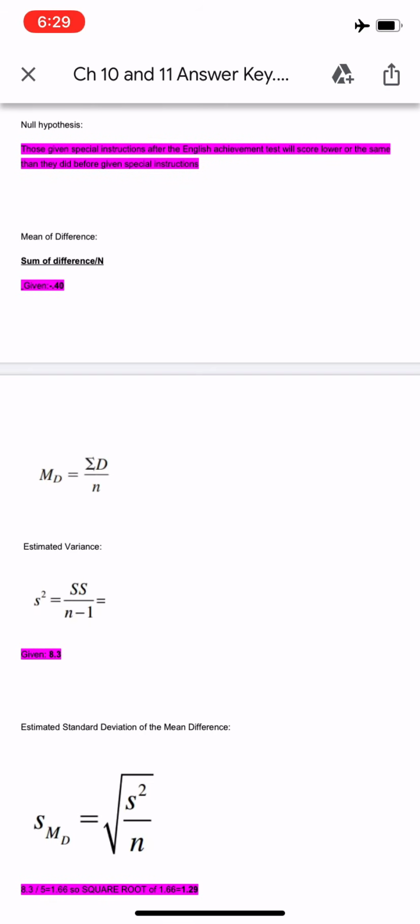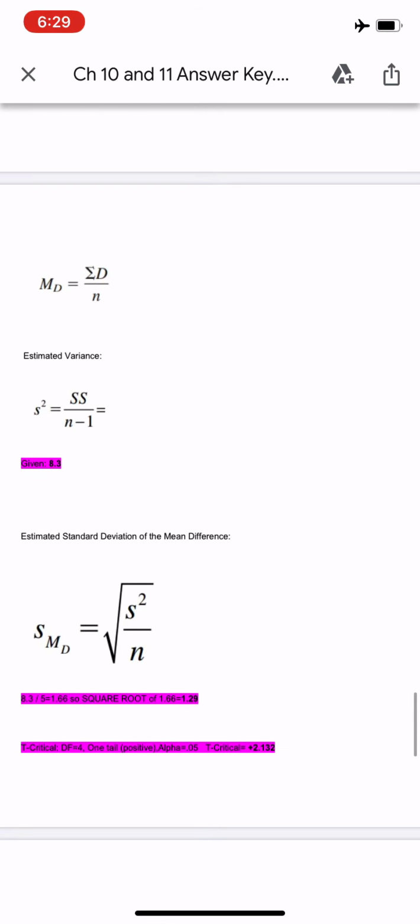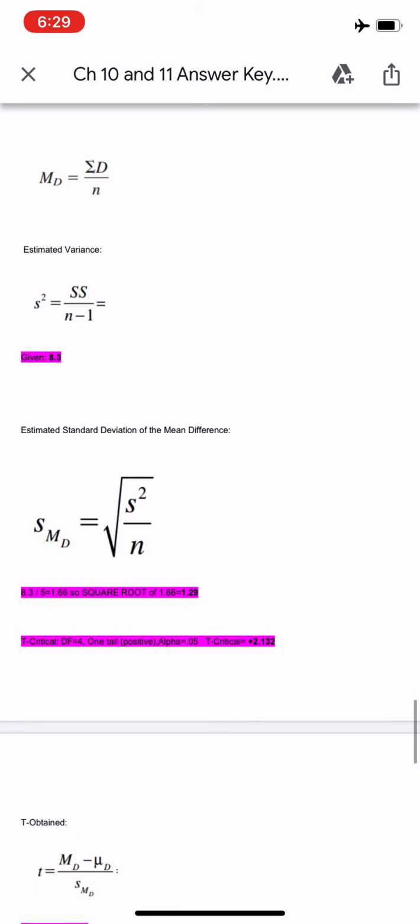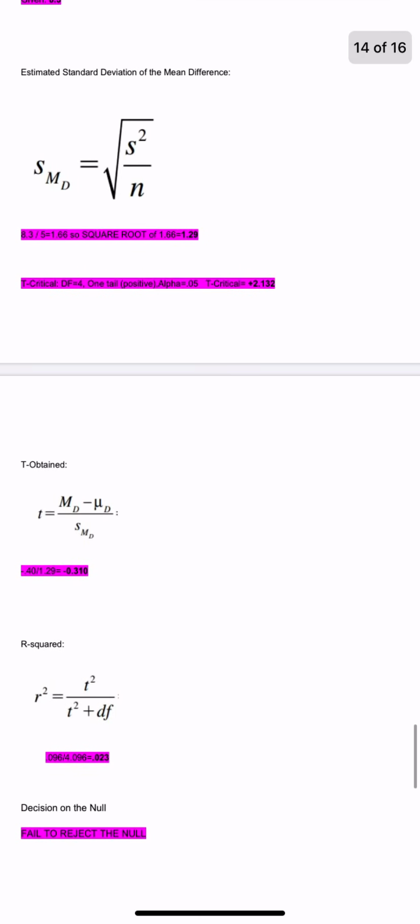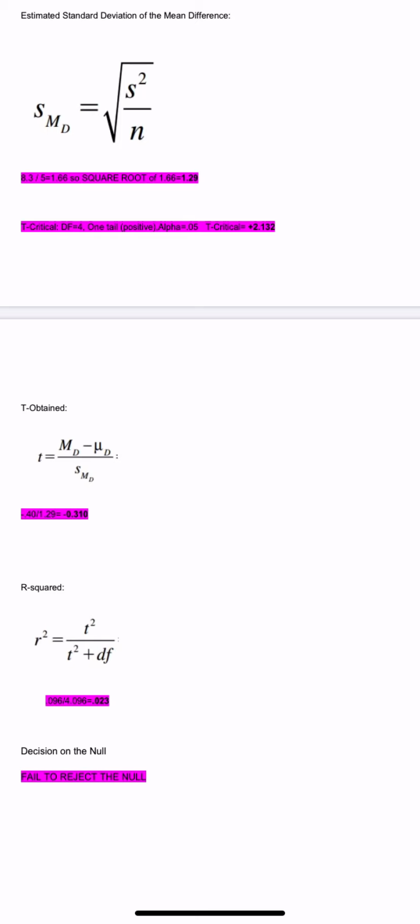The mean of the difference is given, negative 0.4. The estimated variance is given, 8.3. Estimated standard deviation of the mean difference: we just take that variance, divide by n, and get the square root of it, 1.29. T critical, you go to degrees of freedom, one-tailed, 0.05 on the table, and it comes out to 2.132. You know it's going to be a positive 2.132. And T obtained, we're just taking negative 0.4 divided by 1.29, which is negative 0.310. Our R squared is the T obtained squared divided by the T obtained squared plus DF, which comes out to 0.023.